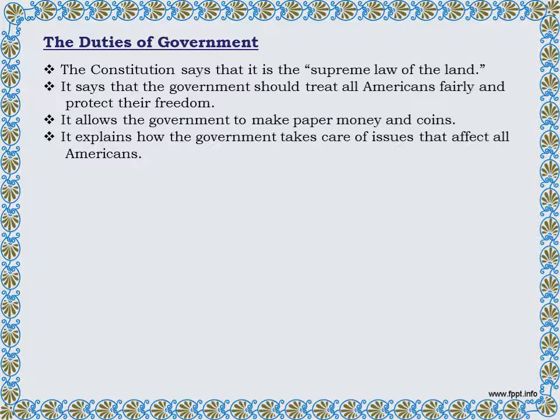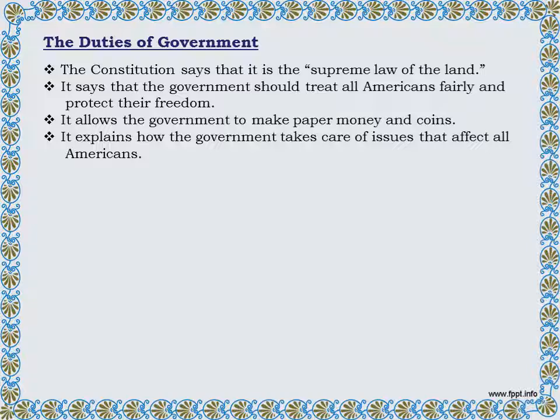The Constitution says that it is the supreme law of the land. In other words, the Constitution contains the nation's highest laws. Everyone must obey those laws, including leaders. And the Constitution also explains what the United States government should do. For example, it says that the government should treat all Americans fairly and protect their freedom. It also gives the government the right to have an army.